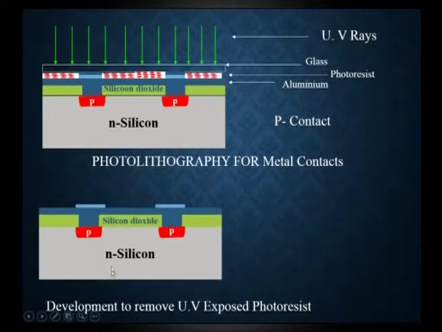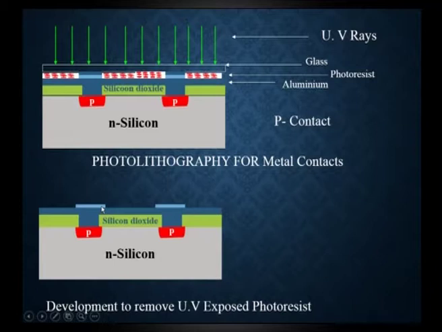After that, we move to the development to remove the UV-exposed photoresist. In the glass plate there are masked and unmasked regions. Wherever the masked region is, it shouldn't allow the UV rays to pass through. Wherever the unmasked regions are, they allow the UV rays to pass through. These are the masked regions of the glass plate where the UV rays will not enter, because we need a metal contact here. That is why we have taken a glass plate with unmasked regions, so the UV rays directly enter through the glass plate.